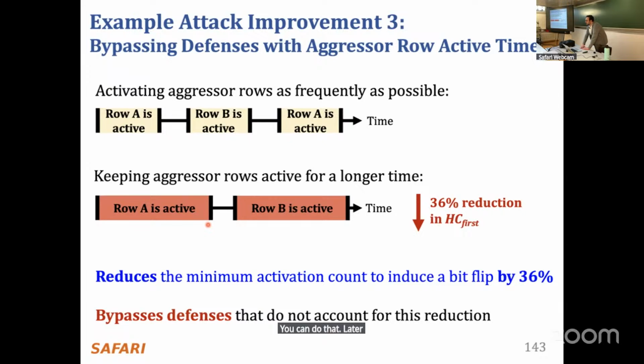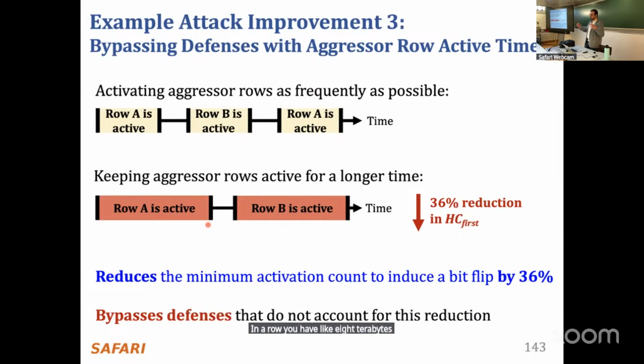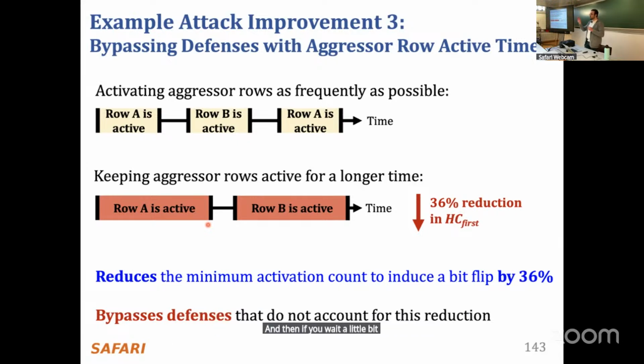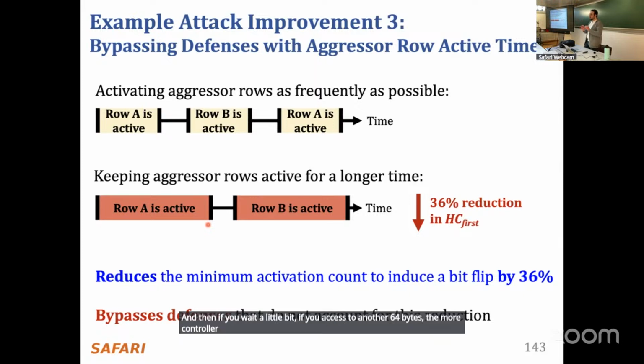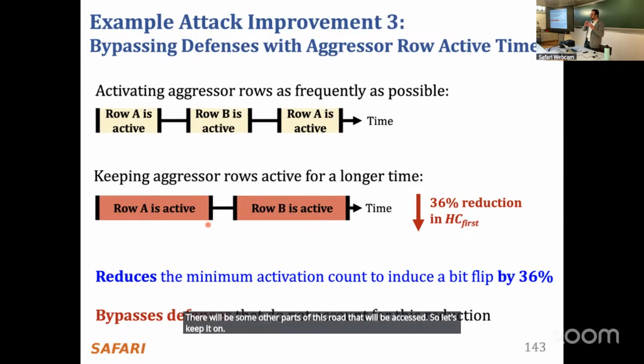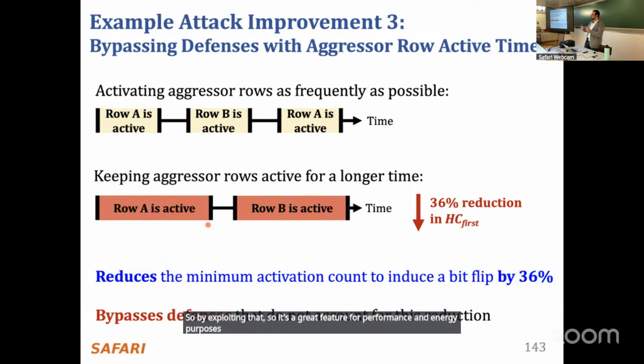Later on in another work, we actually did that. Row buffer locality is something important for performance and energy purposes as well. In a row, you have like 8 kilobytes of data, right? Once you access, you fetch 64 bytes. And then if you access another 64 bytes, the memory controller starts thinking that, okay, there will be some other parts of this row that will be accessed. So let's keep it on so that whenever a new access comes, we can immediately serve it instead of closing and opening again. It's a great feature for performance and energy purposes. But by exploiting that, you can keep a row open for some time.